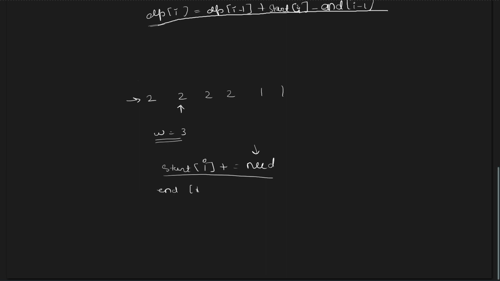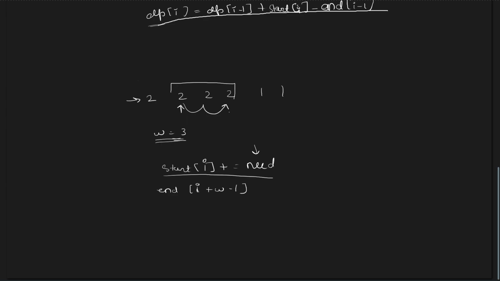Let me just take the variable I here, I plus W minus 1. Why? Because if the value of W is 3, if I add 3 to it, it will be 1, 2, 3. It will get to this particular position. But the contiguous elements are 3 here. So I need to do minus 1. So that is why it goes to this particular position.